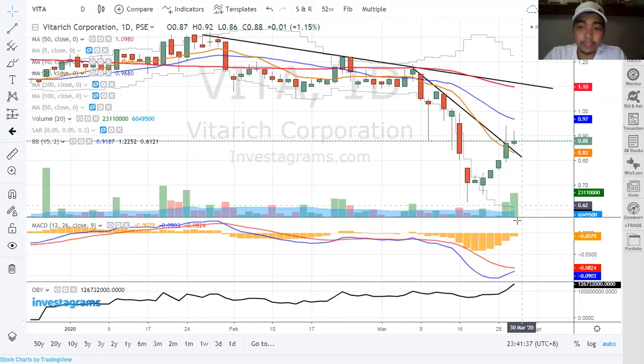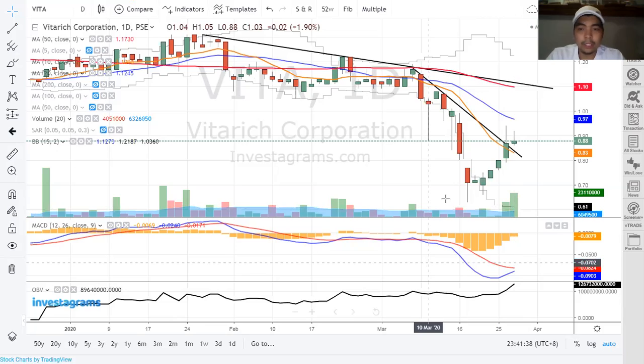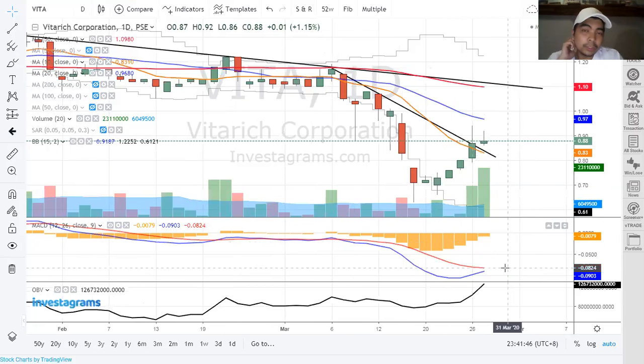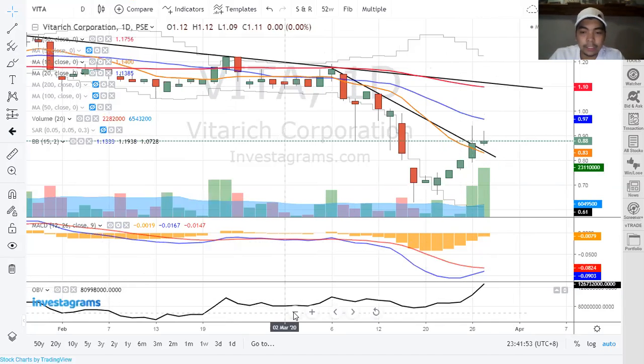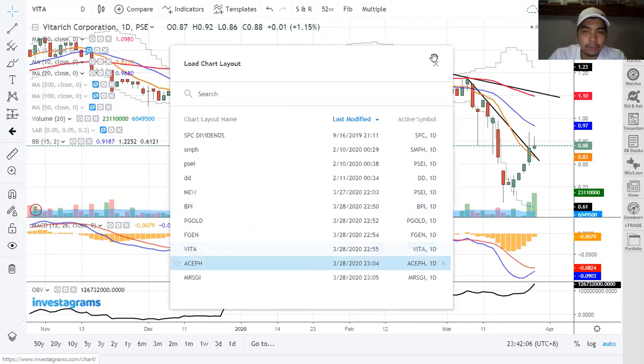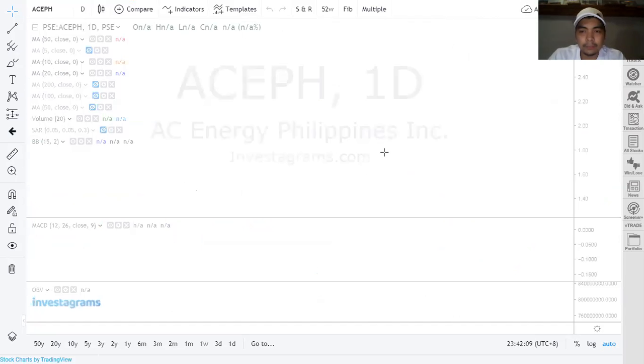Then the volume is already formulating to go up. The MACD below is already almost forming a reversal sign here, and the OBV is quite sharp, so it might be headed upward right there. So I know you can see the pattern. No? The pattern is really basic.